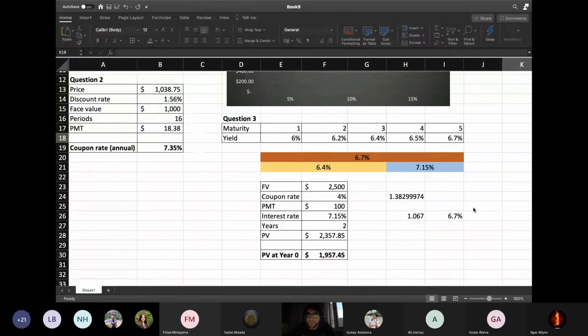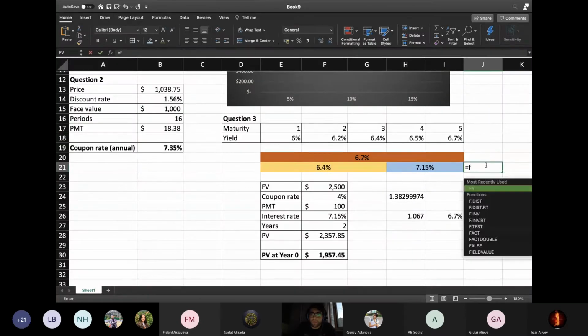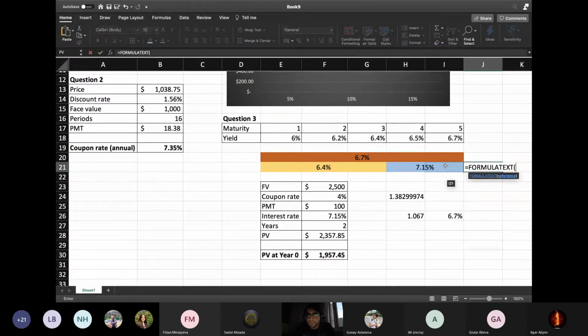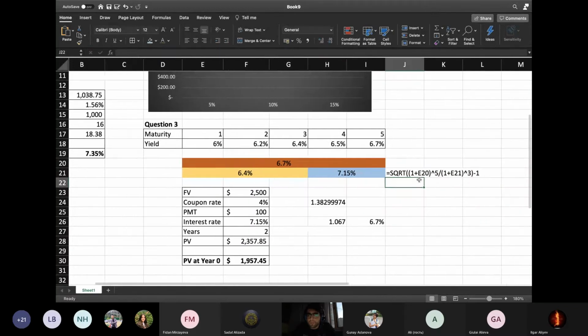Okay, I can write the formula text. Is it clear?